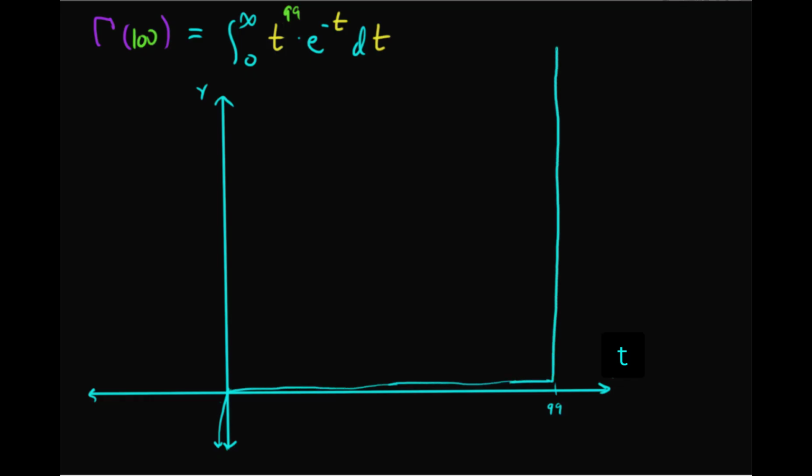You'll have to use a graphing calculator to see what it looks like. But this one peaks at x equals 99. And of course, the area under the curve from x equals 0 to infinity is 99 factorial, a huge number.